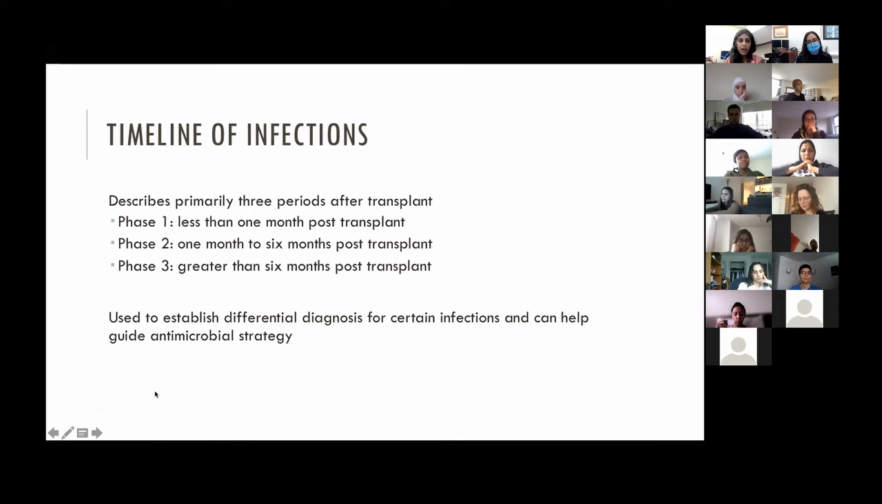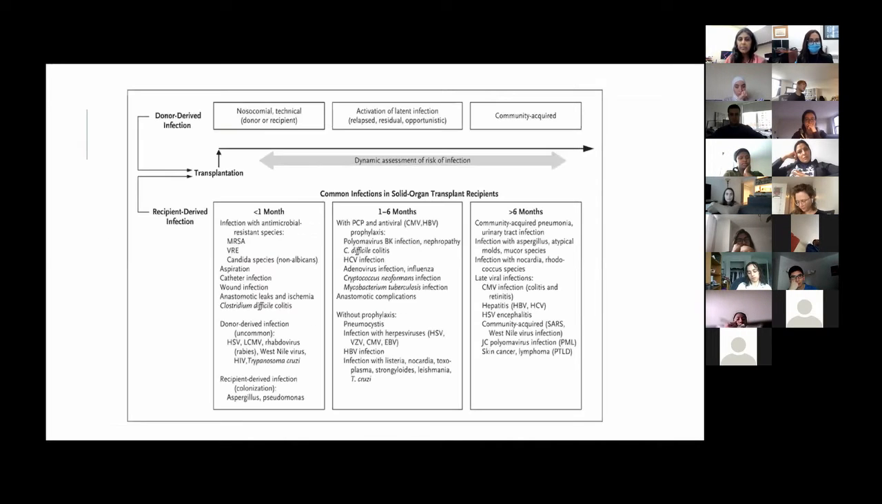And then lastly, when we talk about solid organ transplant, we think about different time periods after transplant. So it's really important to think about how far out someone is from their transplant. We think about this in 3 phases. Are they less than 1 month post-transplant? Are they 1 month to 6 months post-transplant? Or are they greater than 6 months post-transplant? The reason this is important is because it lets us think about our differential. Those patients who are less than 1 month post-transplant are usually at risk for different types of nosocomial infections that we often see in the healthcare setting.